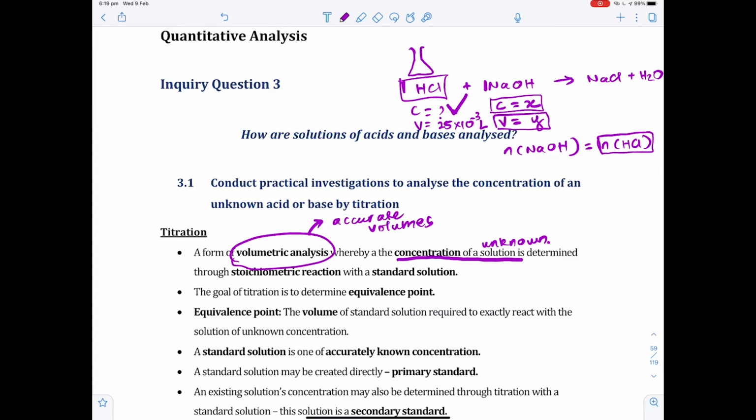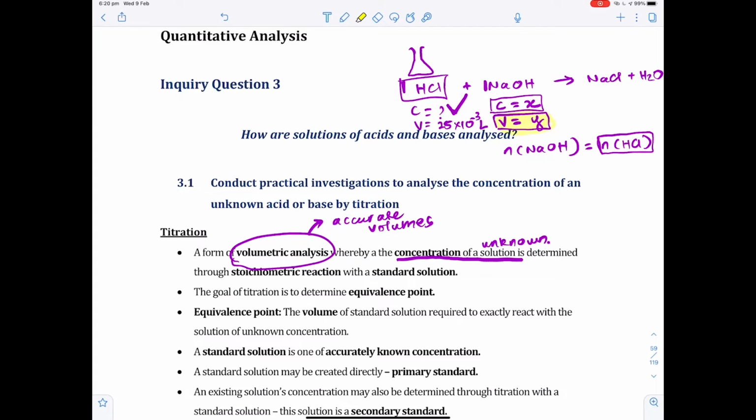Now, the hard part is, everyone, how do we know exactly how much NaOH is required? These are colorless solutions. HCl is a colorless solution. NaOH is a colorless solution. How on earth would we know exactly when an acid and base stoichiometrically react? Who has an answer for me? I want you to think critically.